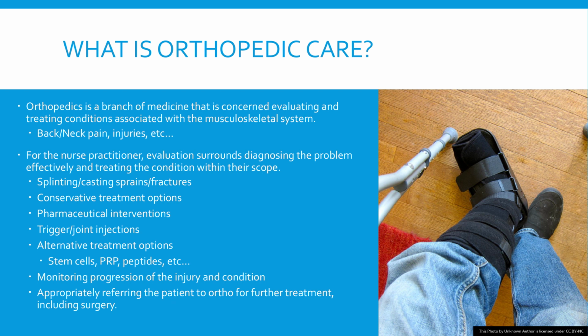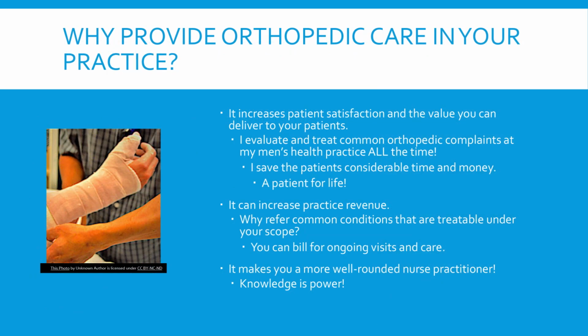You can. So splinting, casting, sprains, fractures, okay? Conservative treatment options, pharmaceutical interventions, trigger point injections, joint injections, alternative treatment options, stem cells, PRP, peptides, those sorts of things. Monitoring the progression of the injury and condition, appropriately referring the patient to ortho for further treatment, including surgery, okay? That's really important. A lot of nurse practitioners have difficulty knowing when to refer and when they can treat. That is something that comes with practice, and we're going to go over a lot of that for you in this course, all right?